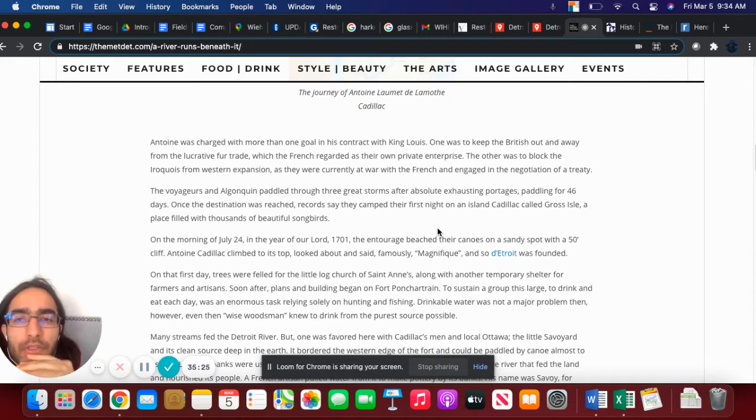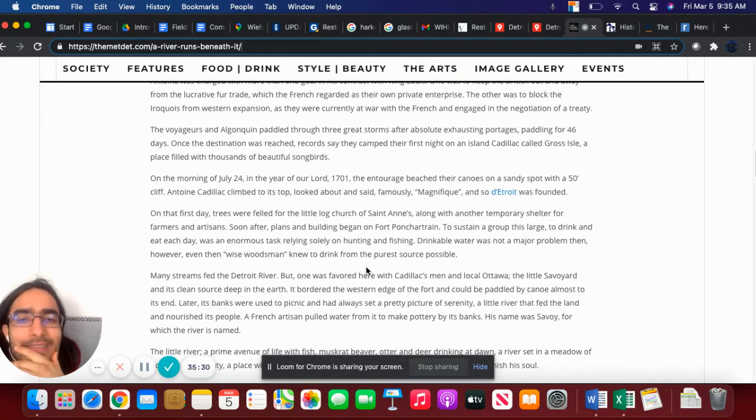For instance, I'll read out for you a passage about Cadillac, who was one of the French generals. And there were many streams that fed the Detroit River. All these streams, remember, culminate, they fall into the Detroit River, which is where the city ends. Across the Detroit River is modern day Canada. And he says, but one of the rivers that was very well favored by Cadillac's men, the local Ottawa, was called the Little Savoyard. And its clean source deep in the earth. It bordered the western edge of the fort and could be paddled by canoe almost to its end.